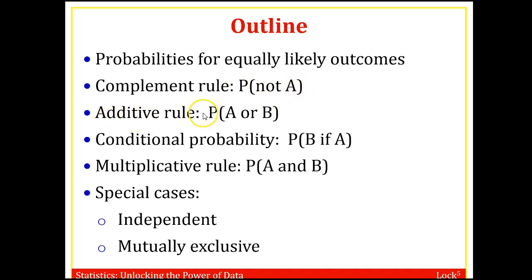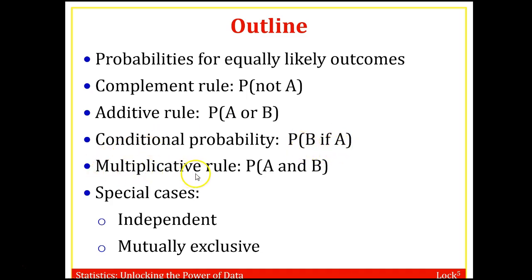We'll look at the additive rule, which is the probability that event A or event B happens. We'll talk about this "or" a little bit later. Then the conditional probability, the probability that event B happens, assuming event A has already occurred. So conditional means something has already happened, and then what's the probability that something else will occur?